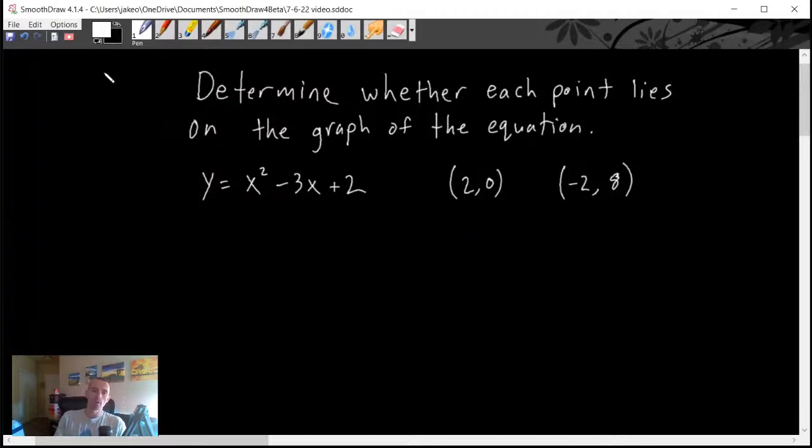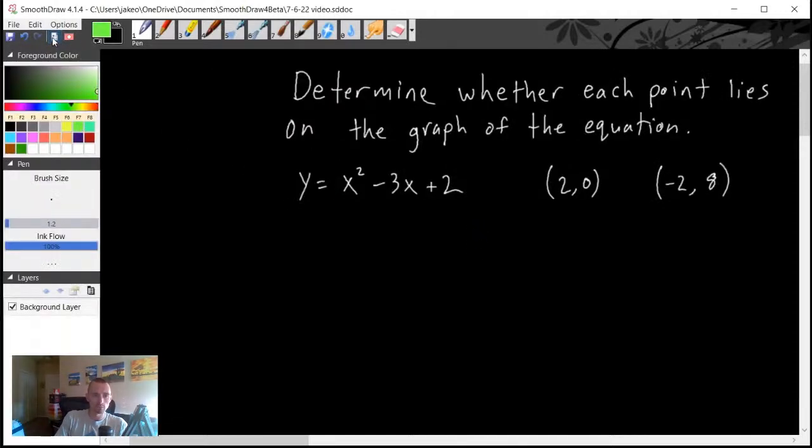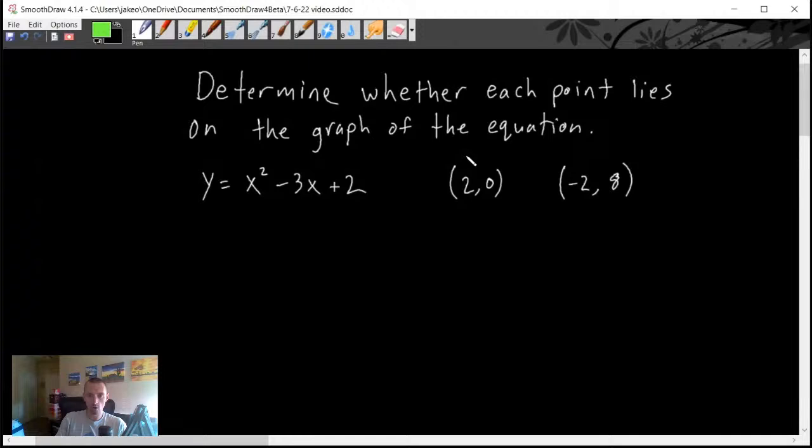When it comes to these kinds of problems, you want to think about pretty much one thing. What is a point? A point is just an xy pair. That's another way to think of it. It's an x and a y paired together. If we were to think about what this looks like on a graph, 2 would correspond with where this point sits horizontally, and 0 would correspond with where this point sits vertically. So the 2 has to do with x, the 0 has to do with y.